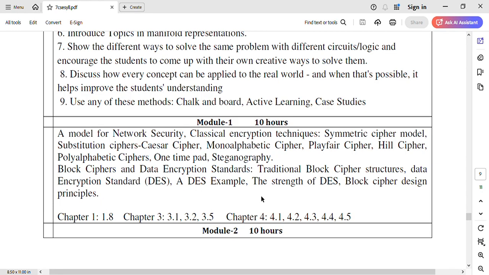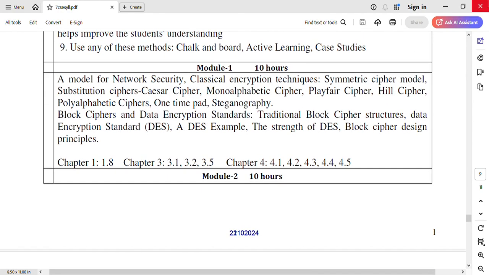The block cipher and then data encryption standards, traditional block cipher structures, data encryption standard. As an example, we are going to discuss the strength of DES, block cipher design and principles. So after each and every module, they have indicated some of the major highlights of a textbook. Within that, we are going to discuss chapters 1.8, 3.1, 3.2, 3.5, 4.1, 4.2, 4.3, 4.4, 4.5.